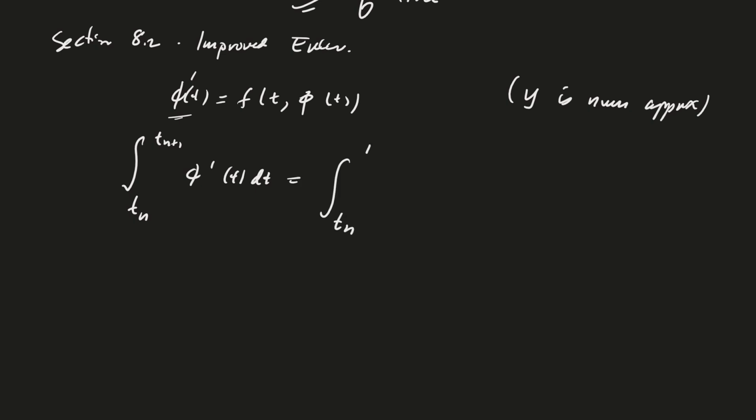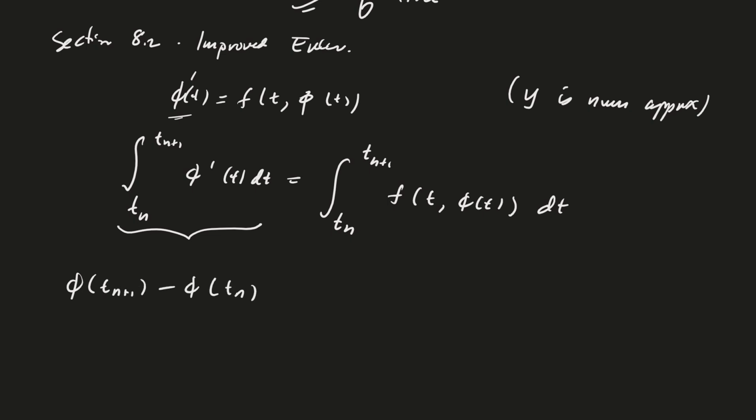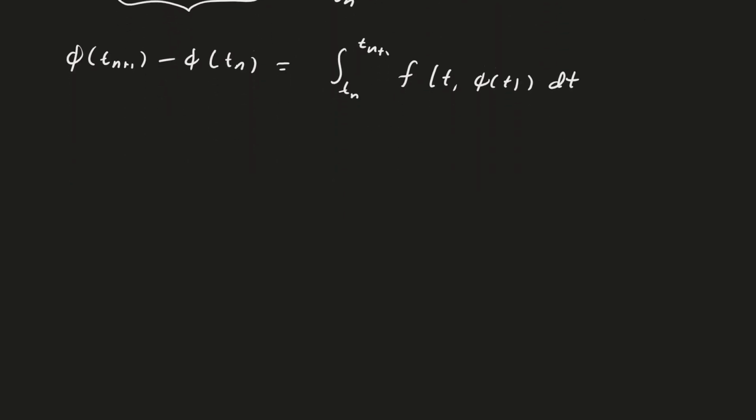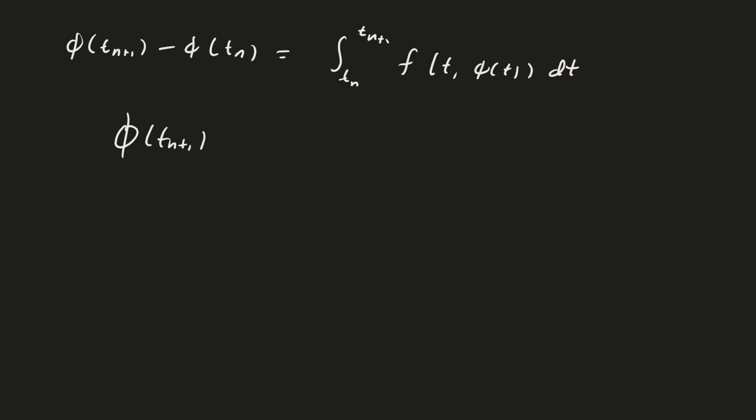And what would we get? Well, on this side of the equation, we get phi of tn plus 1 minus phi of tn. Okay, and then on this side, we get the integral from t sub n to tn plus 1 of f of t, phi of t dt. Good. So therefore, we get the formula that phi of tn plus 1 we could just write as phi of tn plus the integral from tn to tn plus 1 of f of t, phi of t dt. Now, of course, the problem with this right hand side is that phi of t is the unknown here, right? That's why we can't just do this in general.